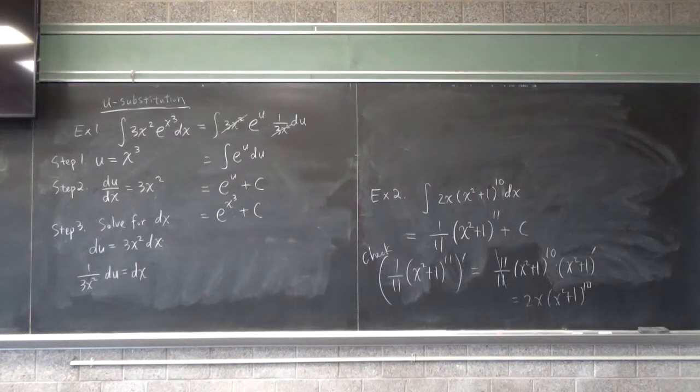Are you stuck here? No, we're still integrating u to the 10th power du, right? What's the antiderivative of u to the 10th power? Yeah, that's good. But your u is x squared plus 1, so you have to go back to x squared plus 1. Right? u is x squared plus 1.